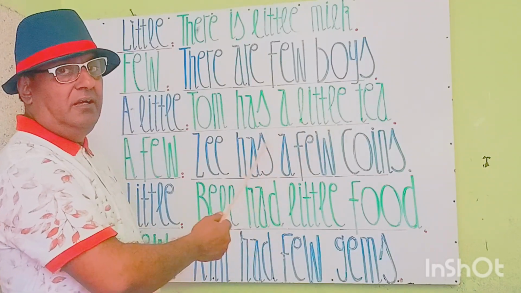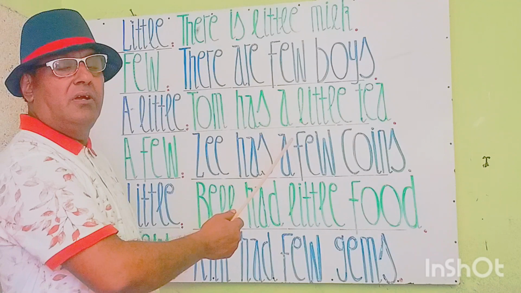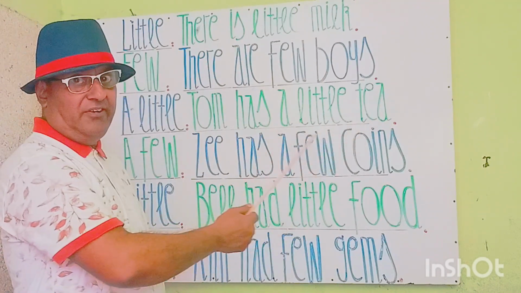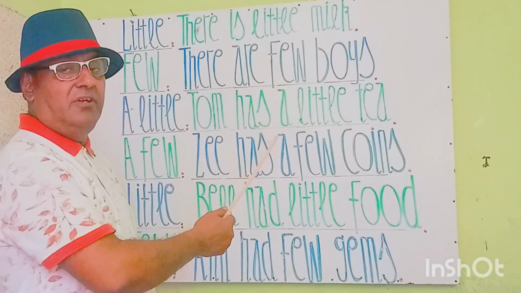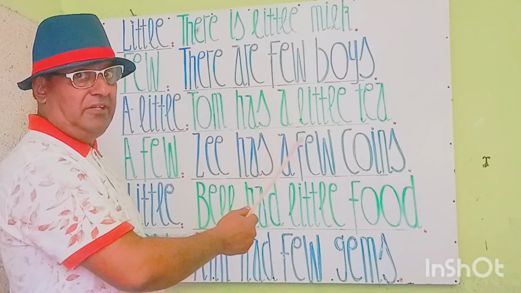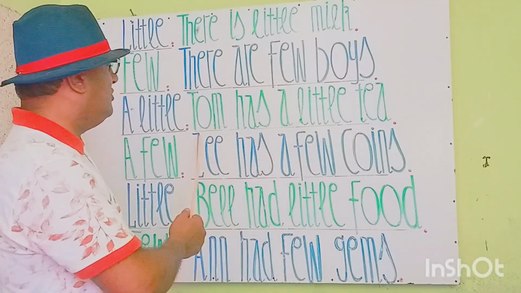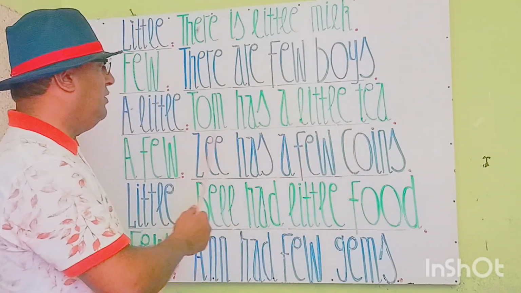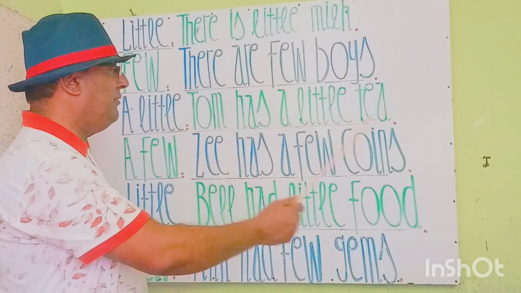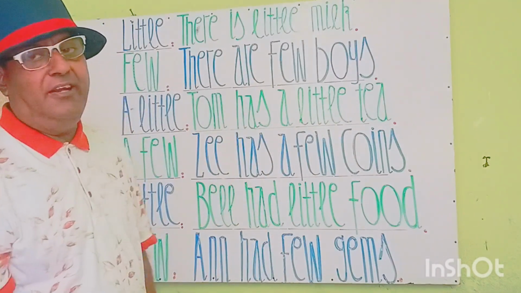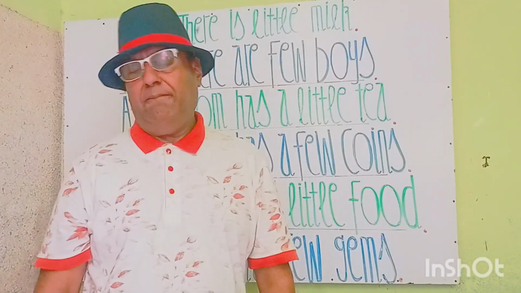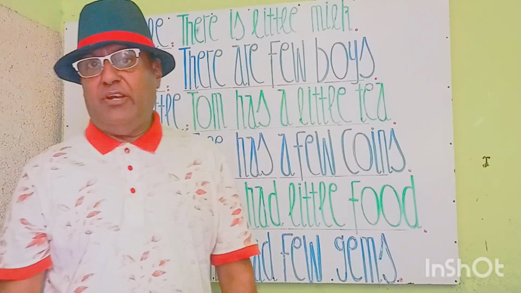Determiners determine the quantity of nouns. So, Tom has a little tea. टॉम के पास थोड़ी सी चाय है. A little means थोड़ी सी, in a short quantity.